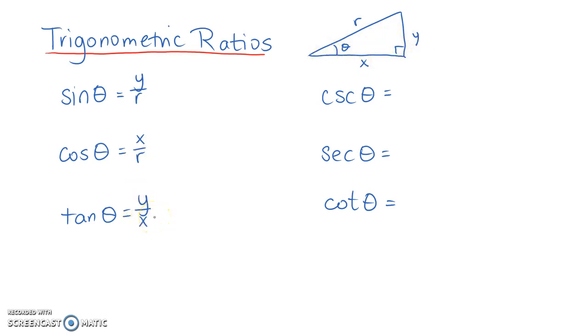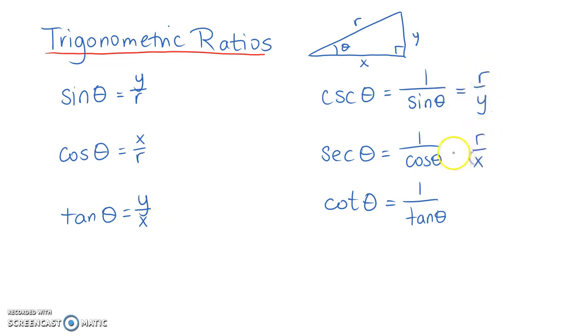Now cosecant, secant, and cotangent are the 3 other trigonometric ratios. They are the reciprocal ratios, which means that cosecant is 1 over sine of theta, secant is 1 over cos of theta, and cotangent is 1 over tan. Because they're reciprocals and we're working with fractions here, numerators and denominators basically switch. So we can write this also as r over y, r over x, and x over y.